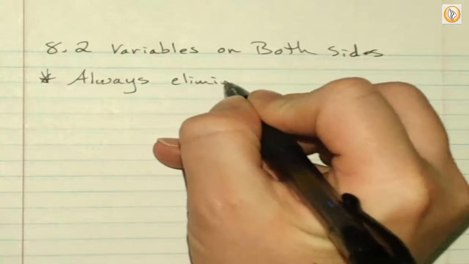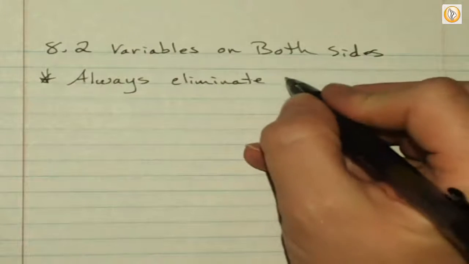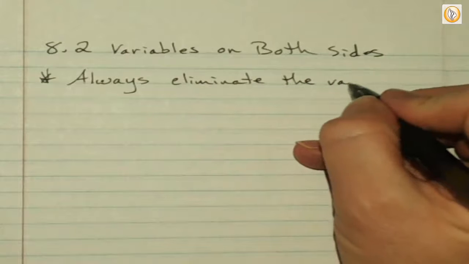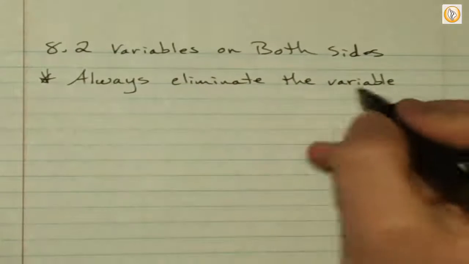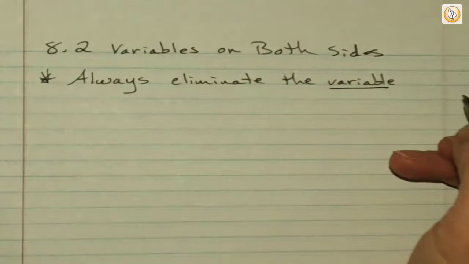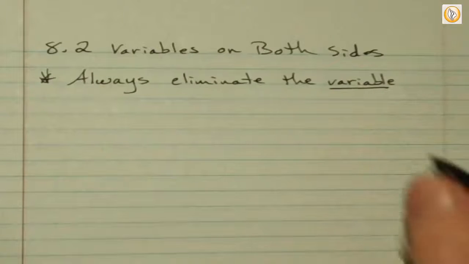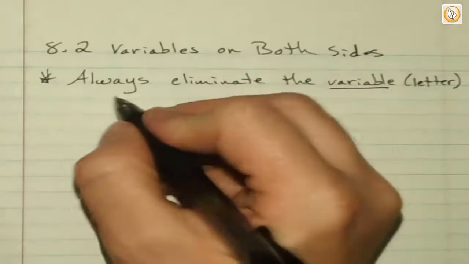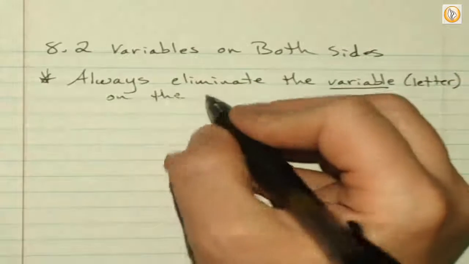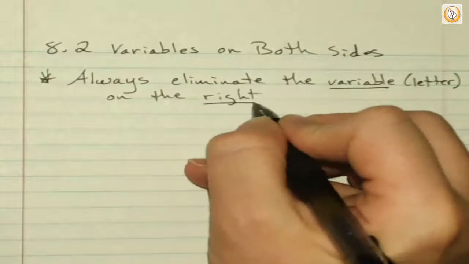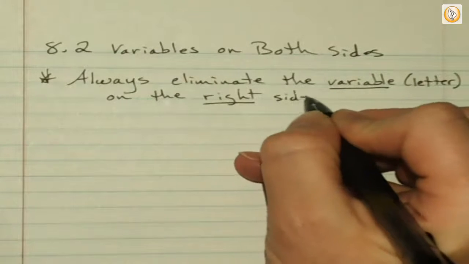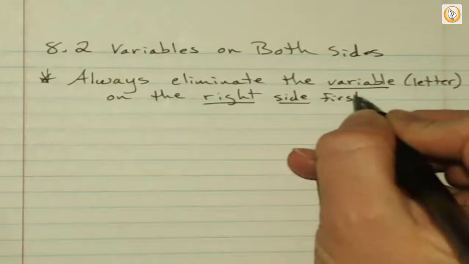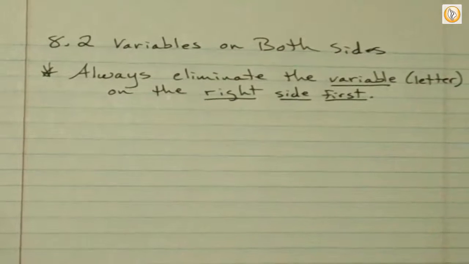Okay, so a little tip first before I get started. Always eliminate the variable on the right side first. And what's the variable again? The letter. That's right, the letter. Does it make the problem wrong if you don't? No. But it will make you crazy if you don't.